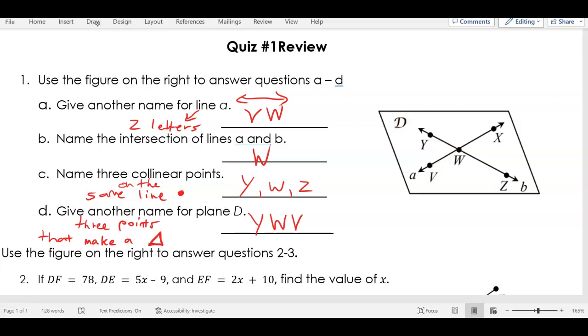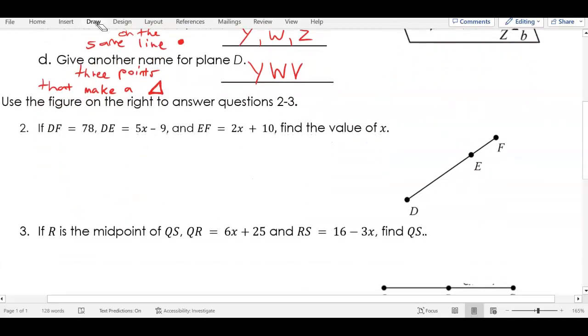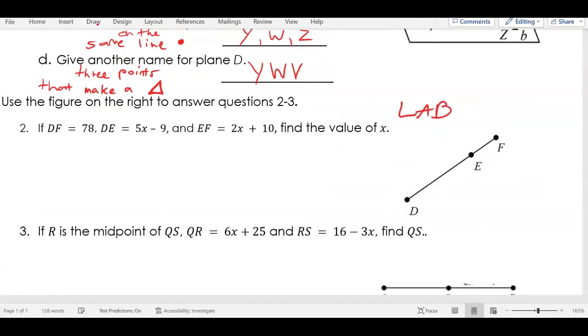Alrighty, so let's get down here to number 2. This is our segment addition postulate problem, okay? You have to label the picture, please, okay? It says DF. Now, the actual quiz you take is going to look a little different, okay? But when it says D to F, I know that's all the way across. DF is 78. DE, between D and E, the left little part is 5x minus 9. And EF, the other small little part, is 2x plus 10.